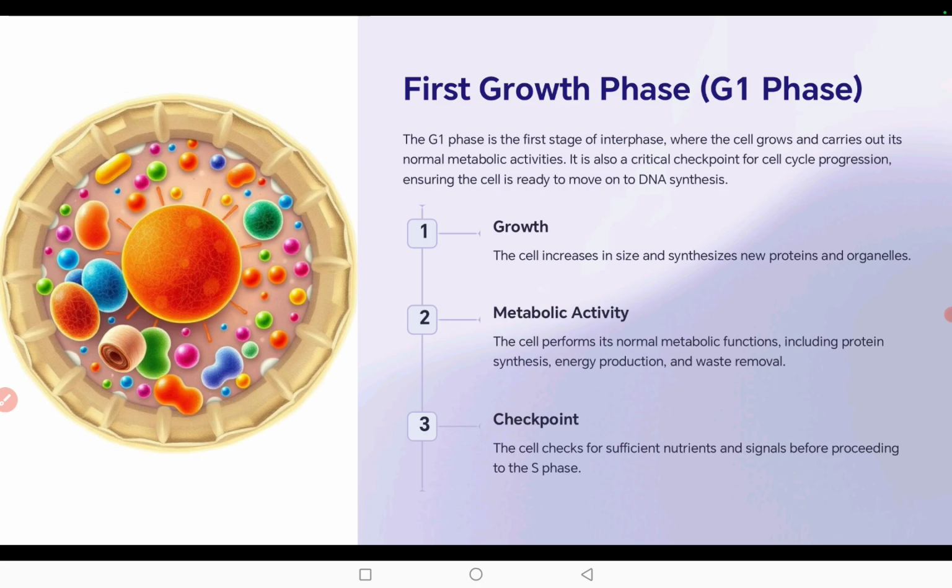In late G1 phase, all cells must follow one of the two paths. They may either withdraw from the cell cycle or enter the resting phase or start preparing for the next division by entering the next synthetic phase that we call S phase. So, in G1 phase, the cell performs its normal metabolic function including protein synthesis, energy production and waste removal.